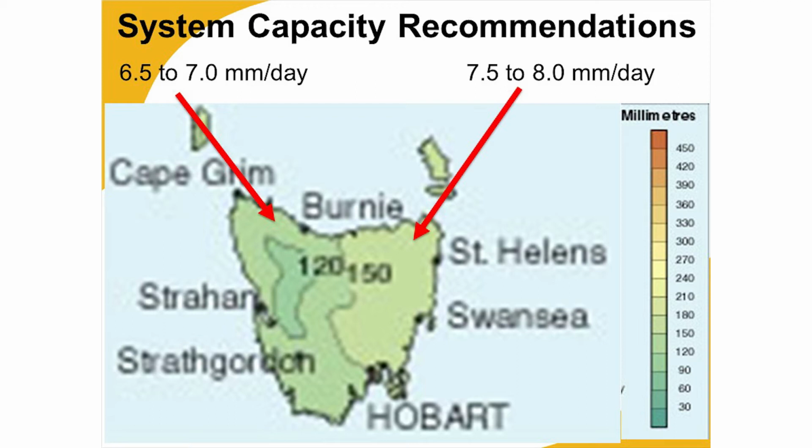This is not a supplementary situation but a full irrigation scenario. We're going to have this situation where you're looking at system capacities at a minimum in that 6.5 to 7 as you go towards the northwest, and towards the northeast there in the 7.5 to 8 millimetre a day system capacity. Remember, that's not the amount that you apply each day.